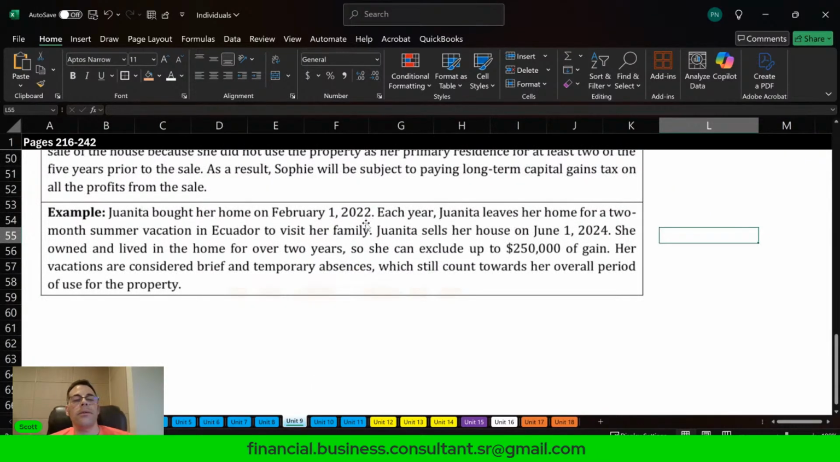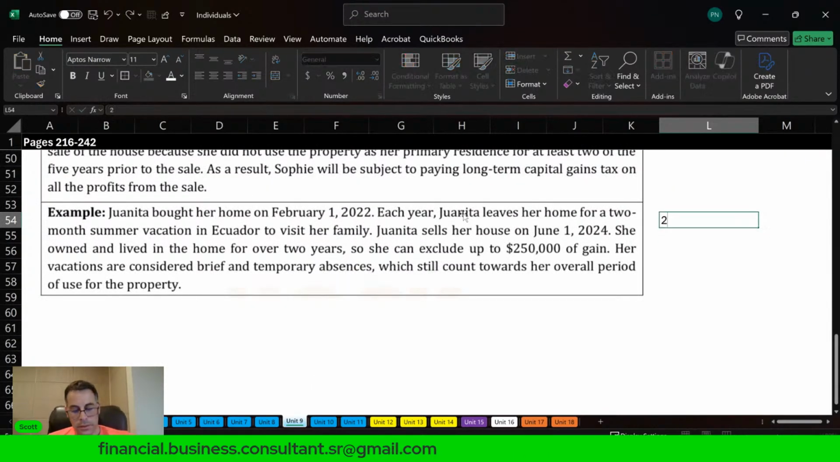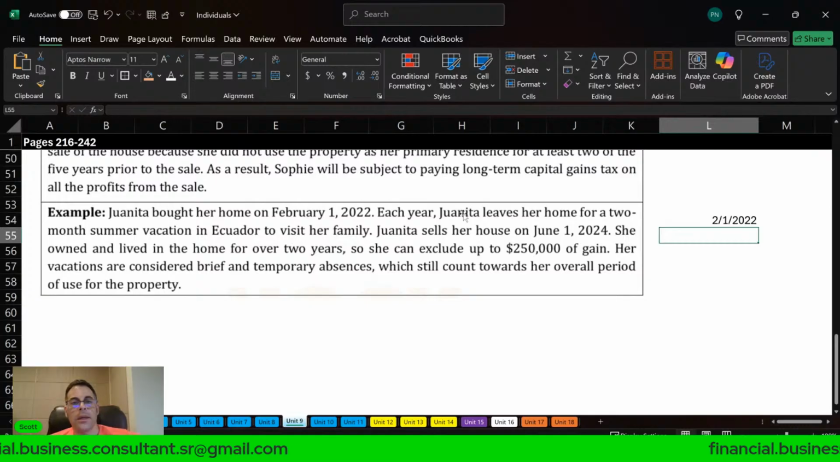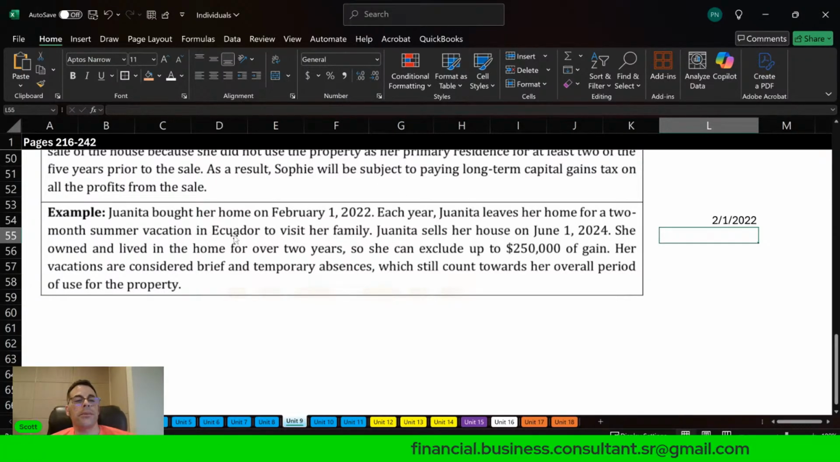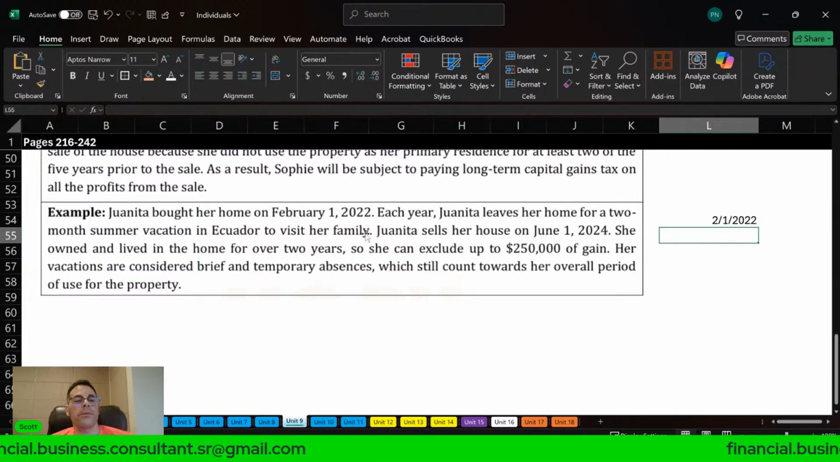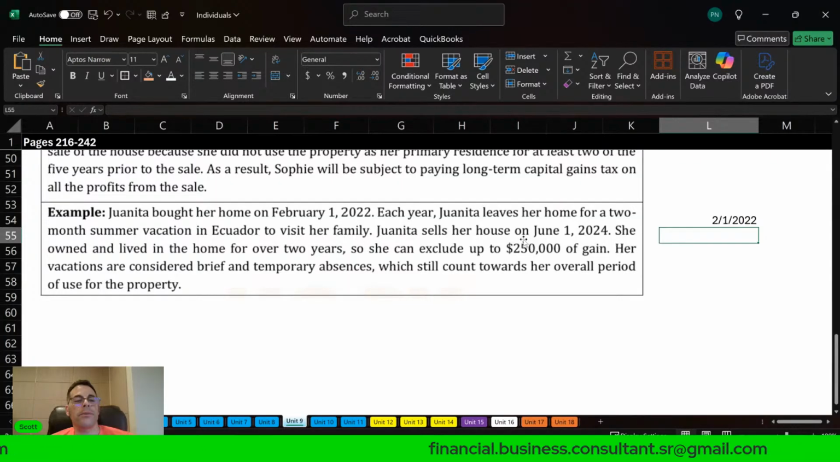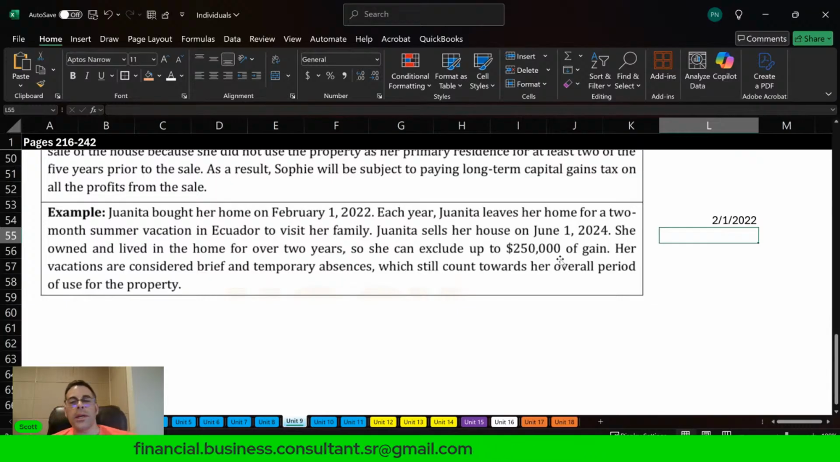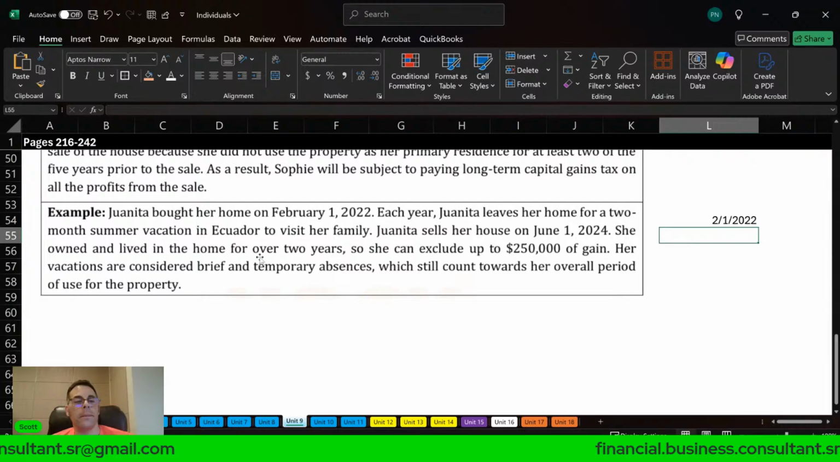Juanita bought her home in February 2022. Each year, Juanita leaves her home for a 2 month vacation in Ecuador. No, I think she could, right? She owned and lived in the home for 2 years, so she can exclude it. Her vacations are considered brief.